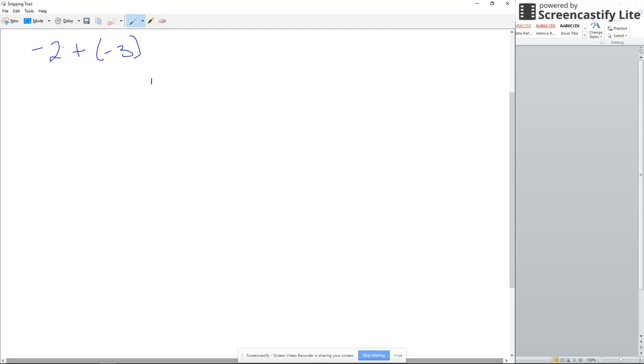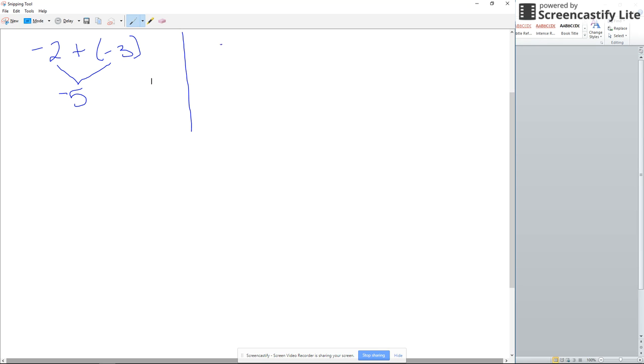Okay, let's go ahead and take a look at some integer addition. So here I have -2 plus -3. My addition rule tells me same signs, add and keep the sign. Different signs, subtract and take the sign of the larger absolute value. In this case, they're the same sign, so I'm going to add -2 and -3, and I will end up with -5. Okay? All right, let's look at another one.